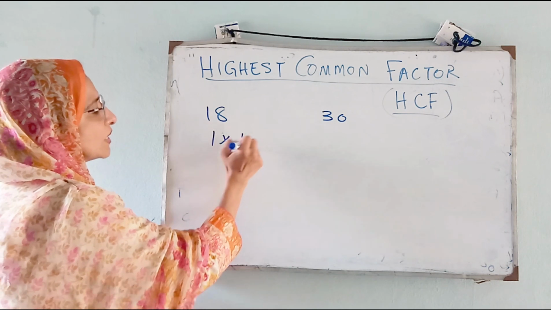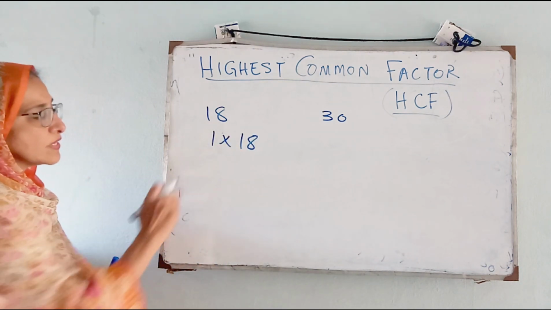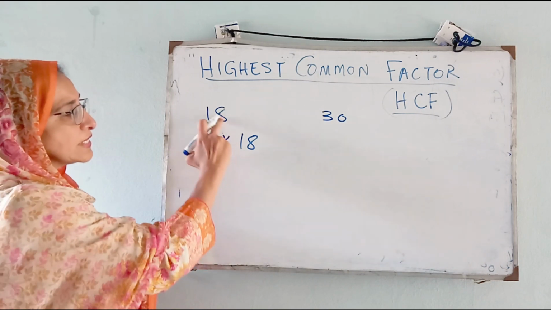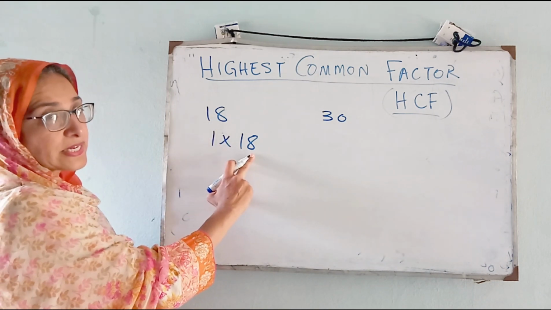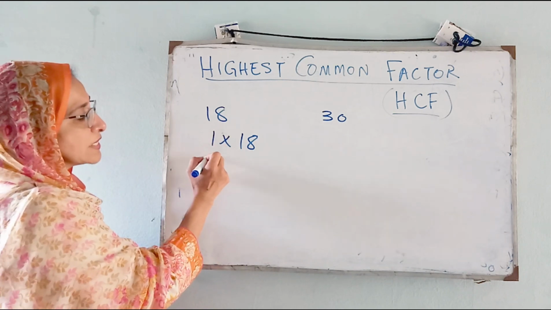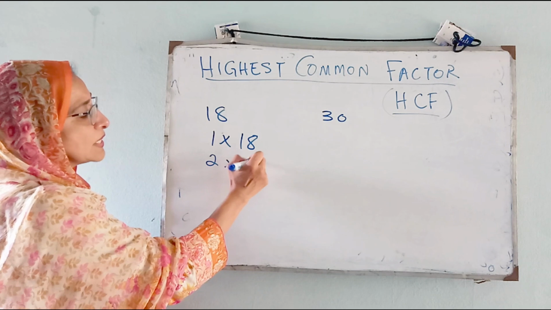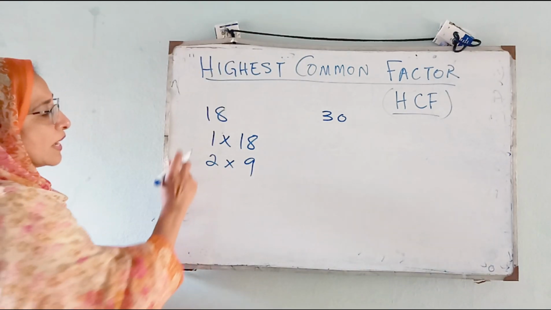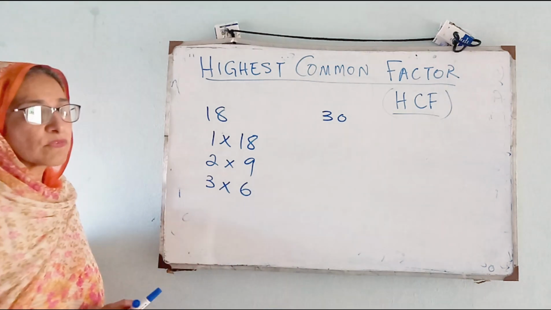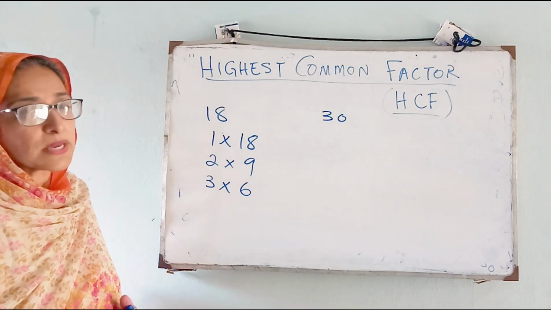I know that 1 18s are 18. That means 18 is completely divisible by 1 and 18 is completely divisible by 18. We will go in a sequence. That means after 1, the second natural number is 2. 2 9s are 18. And then the third is 3 6s are 18. For this you must be good in tables.